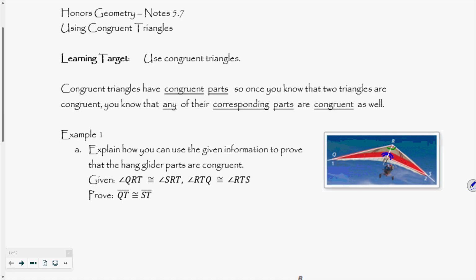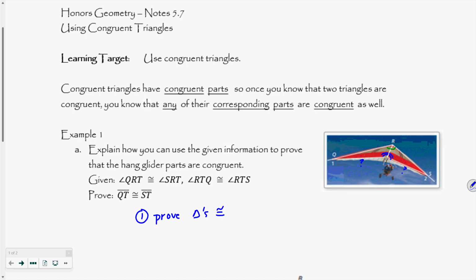Now, how can I find that QT is congruent to ST? So how can I figure that out? That's what I want to prove there. Those 2 sides and parts are congruent to one another. In order to do that, I only have 2 bits of information. The first thing I would do is prove that the triangles are congruent.